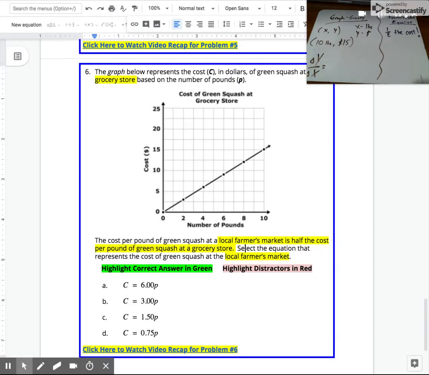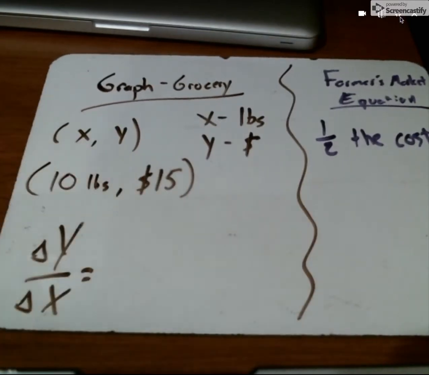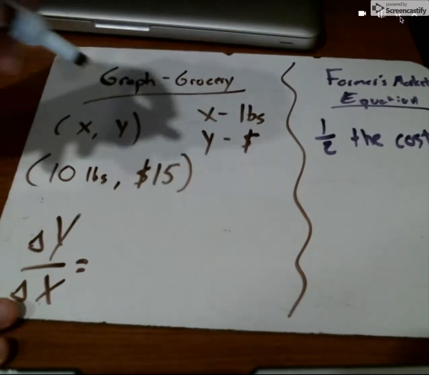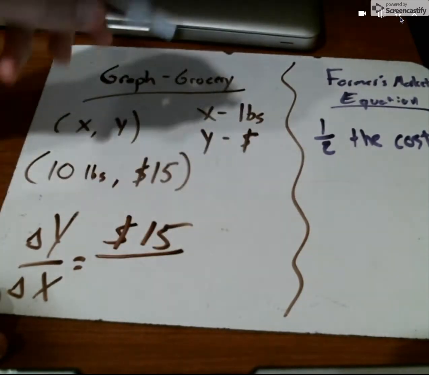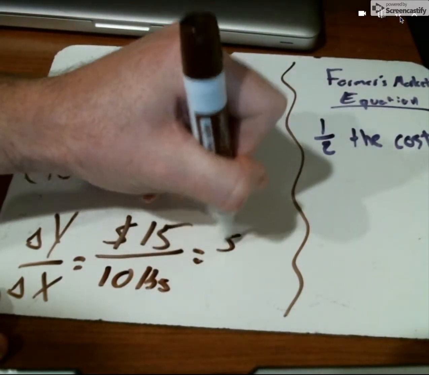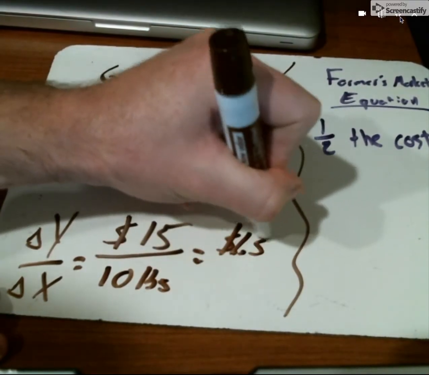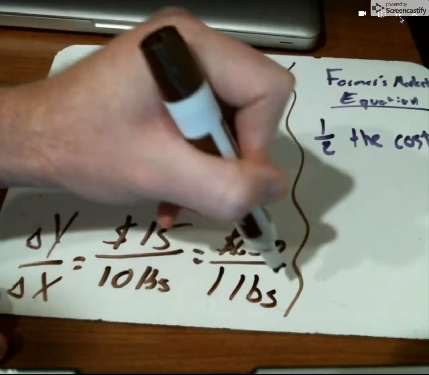So we're going to first find the cost for the grocery store. If it's 10 pounds for every $15 of green squash, then we know our unit rate, $15, Y, for every 10 pounds, tells us it's going to be $1.50 for every 1 pound.